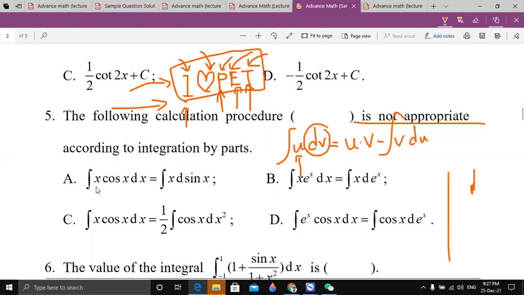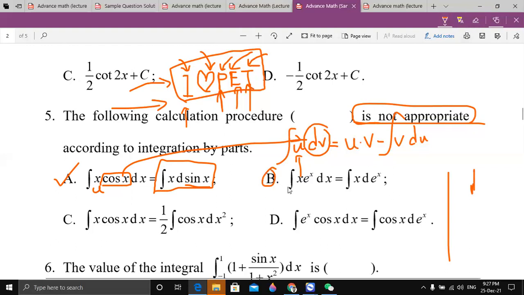So if x is equal to u, then cos x I have to convert into dv. To convert it to dv, we have to find the integral of cos x. The integral of cos x is sin x. So we write it this way: integration of x d sin x. This one is correct, but we have to find which calculation procedure is not appropriate, so we have to find the wrong procedure.